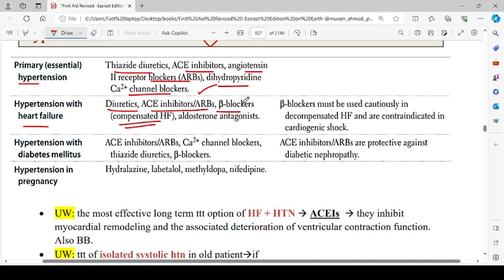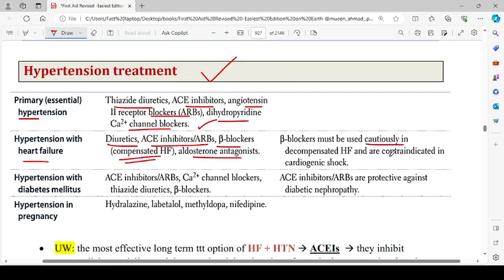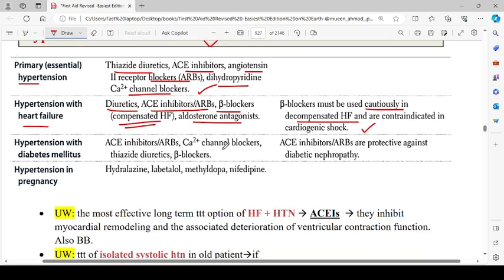In acute heart failure, we are not supposed to give beta blockers because beta blockers will slow down the heart rate. If it is happening in acute settings, it will worsen the situation. So beta blockers are recommended in compensated heart failure, and also aldosterone antagonists. Beta blockers must be used cautiously in decompensated heart failure and are contraindicated in cardiogenic shock.